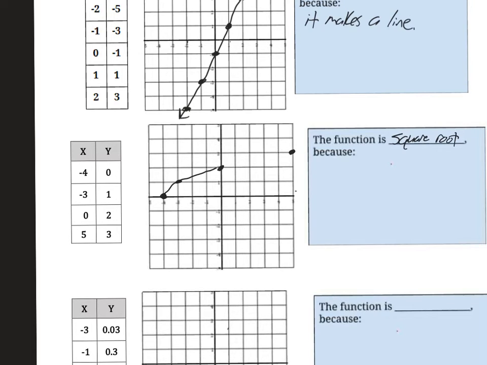If we were to look at this line, it looks like it starts right on the x-axis, so that tells me, okay, it's most likely going to be square root. This one could have been exponential, but I'm going to say it's square root. And the reason why is because it has a starting point. So it doesn't really go in both directions. It starts at a point and then it goes off forever on the other side.